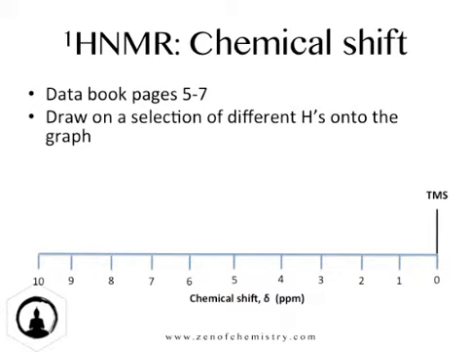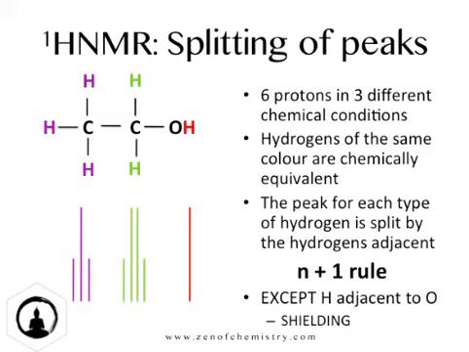The example I'm going to use for the purposes of this video is ethanol. What we need to recognize in ethanol is that we have 6 protons in 3 different chemical conditions. You'll notice I've got the red OH. When I say different chemical conditions, they're essentially close to or further away from different types of elements. In this case, it's going to be oxygen. The hydrogen here is right next to that oxygen. So that's one chemical condition.